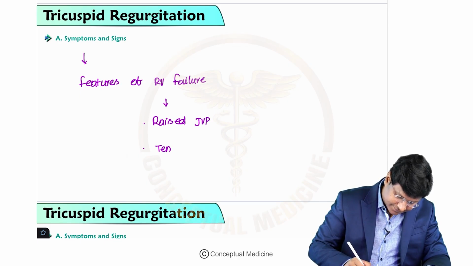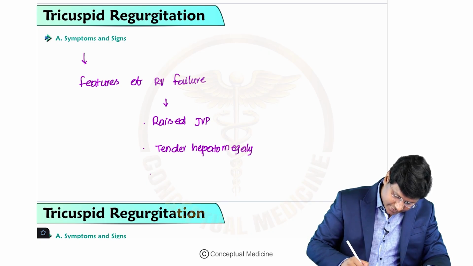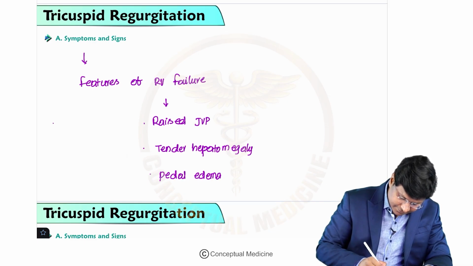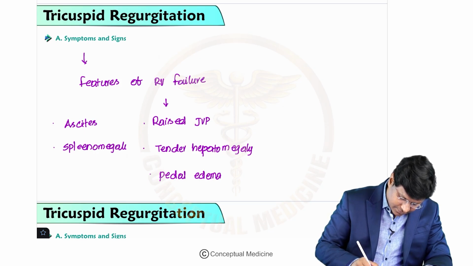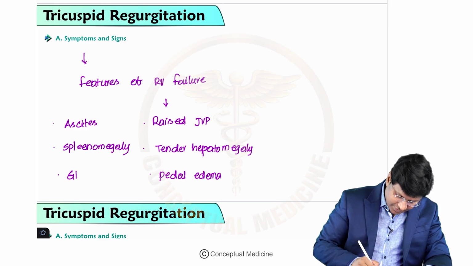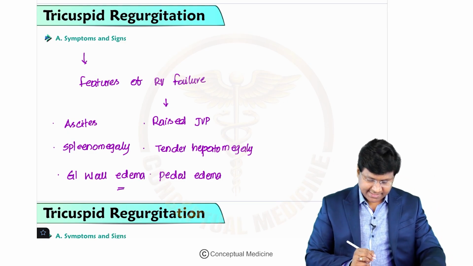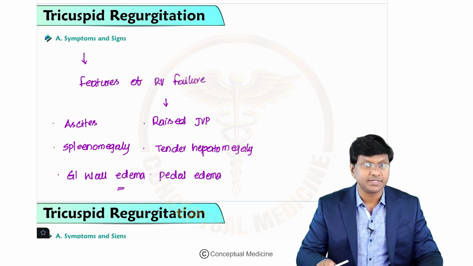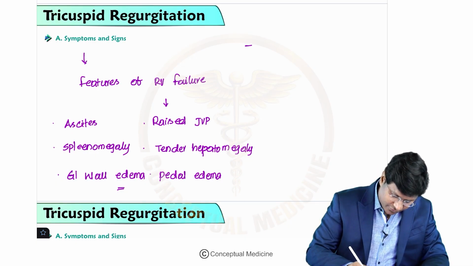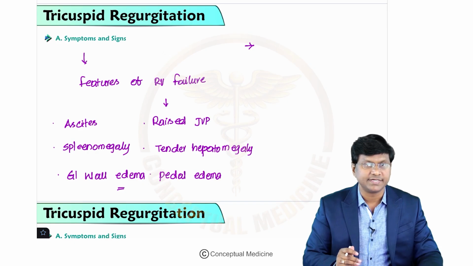Then followed by that, these individuals will have tender hepatomegaly, then pedal edema, next ascites, there can be splenomegaly, and there can be gastrointestinal wall edema, right? So these are the features of the right ventricular failure that can be seen in patients with tricuspid regurgitation. Next, followed by that, the examination findings, that is the JVP.